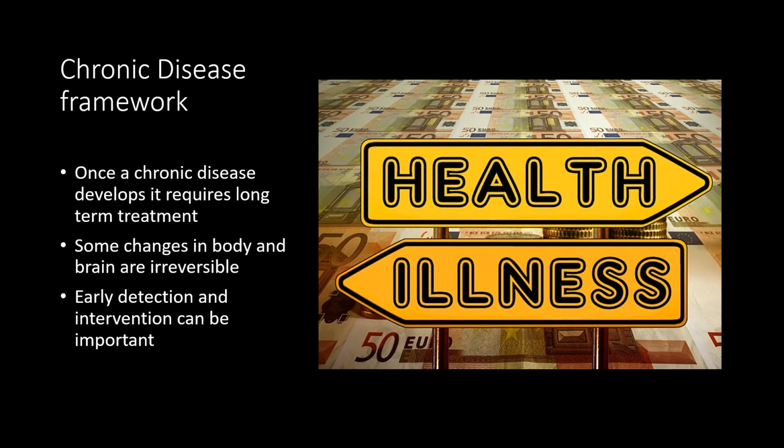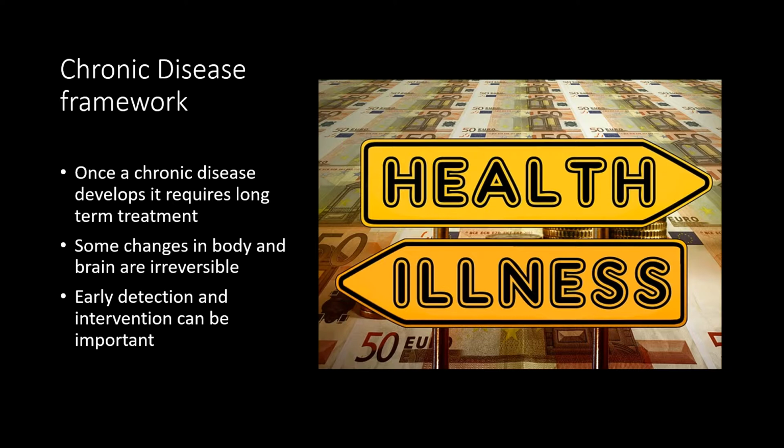The best way to understand treatment for alcoholism is to look at it through the chronic disease framework. There was a time when medical doctors treated primarily acute injuries. You broke your arm, you went to the hospital, and it was put in a cast, or you had a heart attack and you were treated. Today, probably three-quarters of the things medical doctors treat are chronic, long-term conditions: diabetes, high blood pressure, and so on. In this framework, once a chronic disease develops, it's going to require long-term treatment. Some changes in the body and the brain are irreversible.